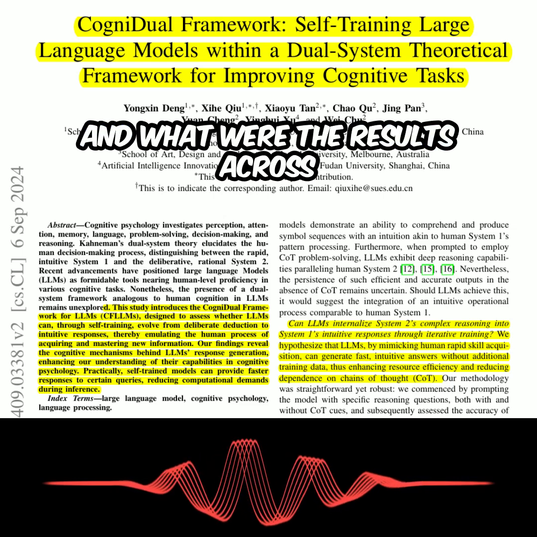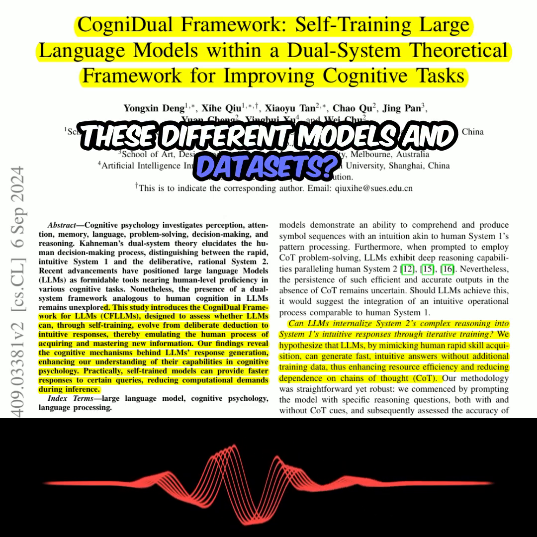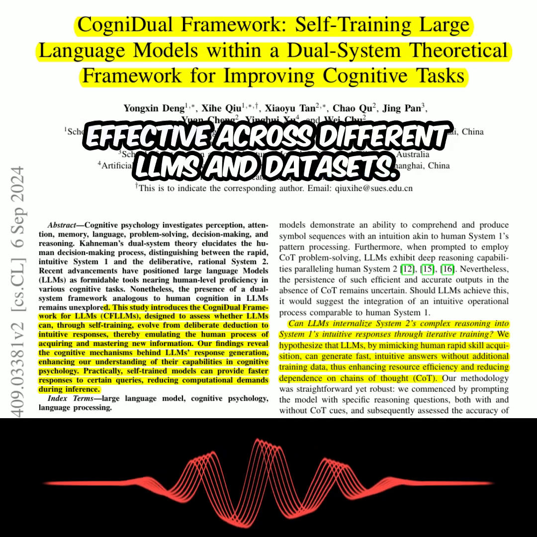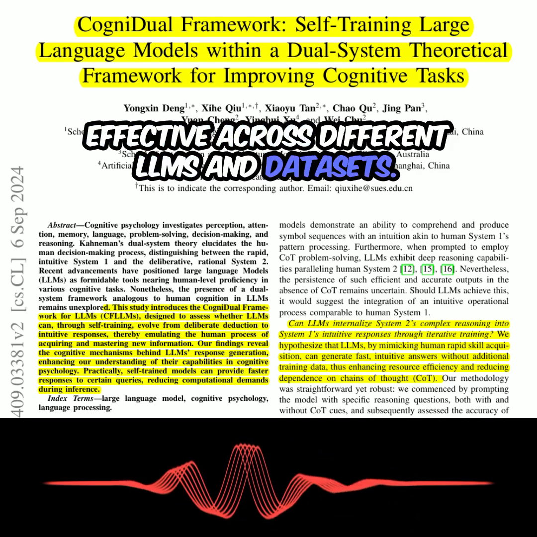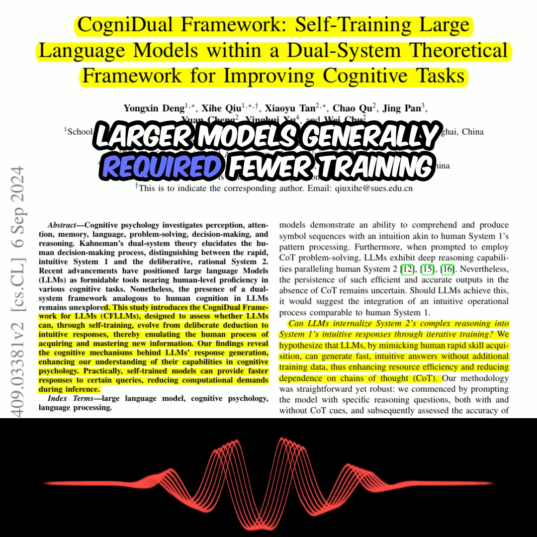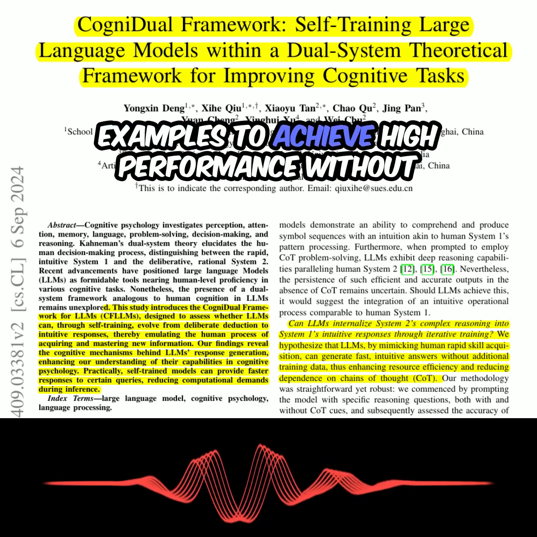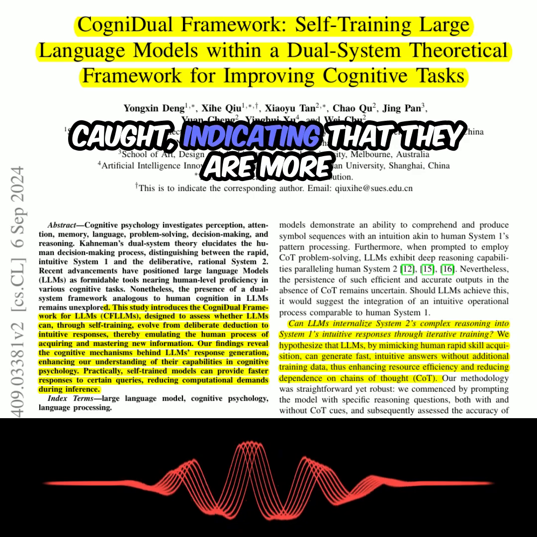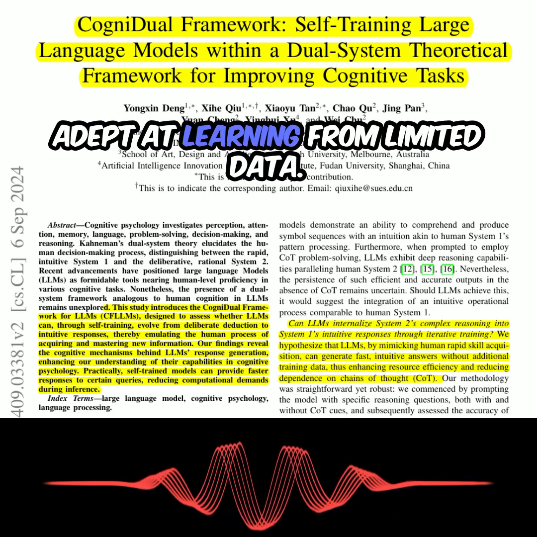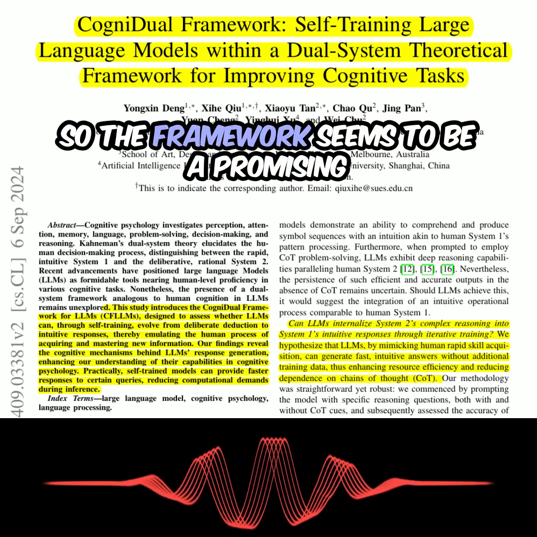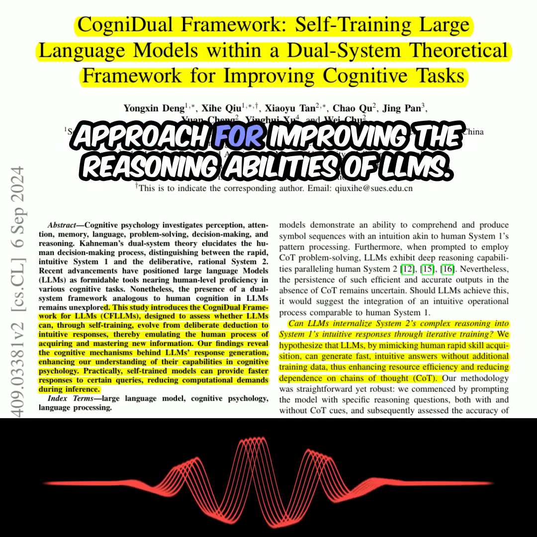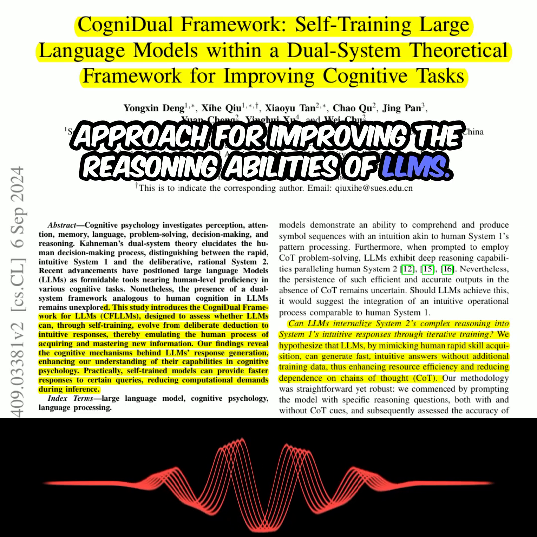And what were the results across these different models and datasets? The results showed that the framework was effective across different LLMs and datasets. Larger models generally required fewer training examples to achieve high performance without CoT, indicating that they are more adept at learning from limited data. So the framework seems to be a promising approach for improving the reasoning abilities of LLMs.